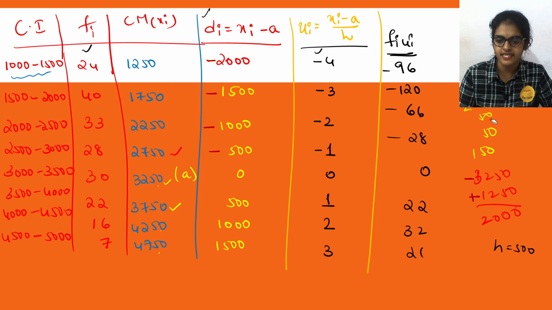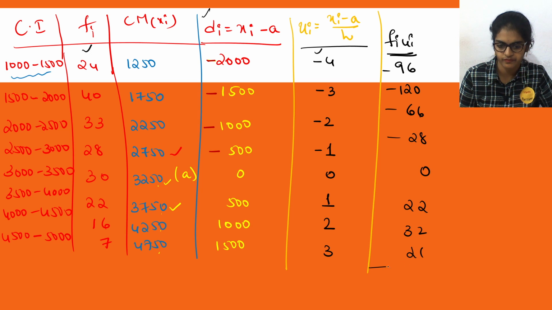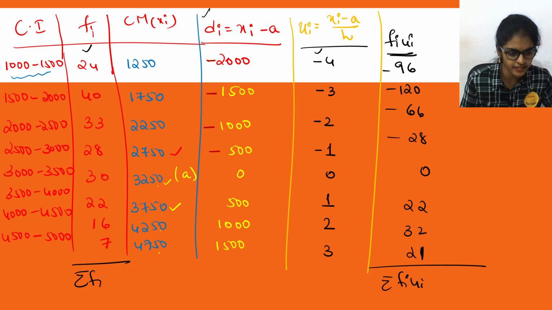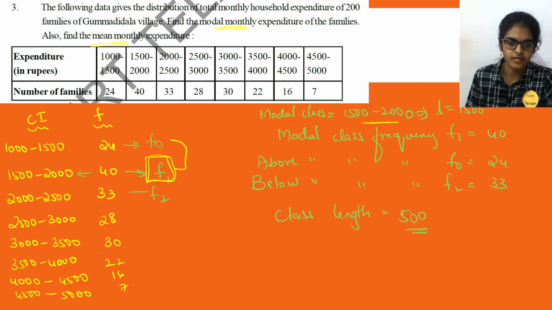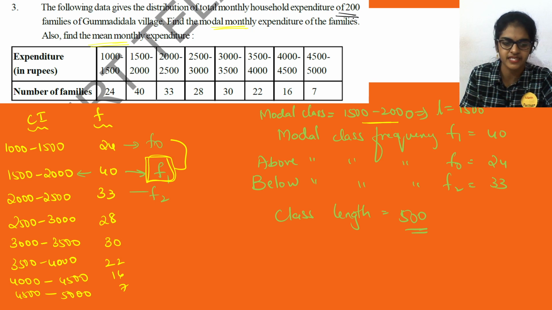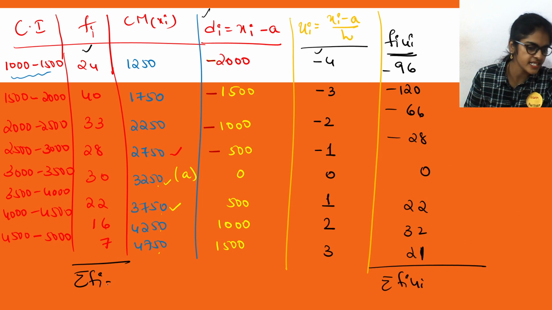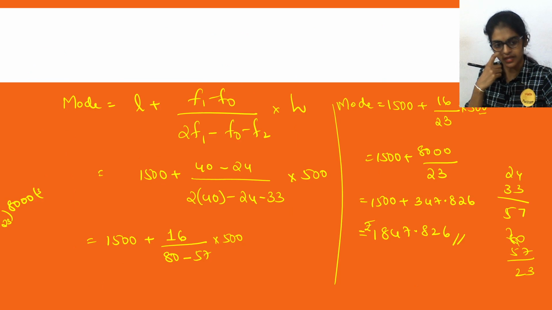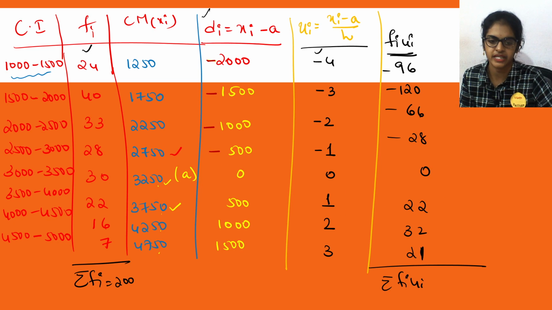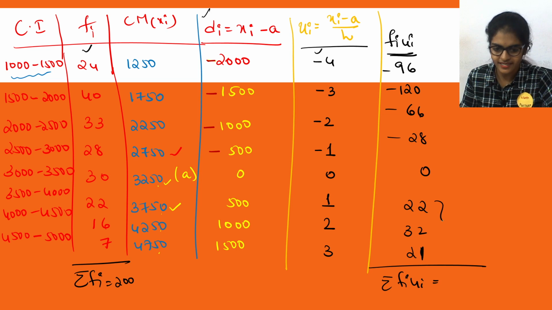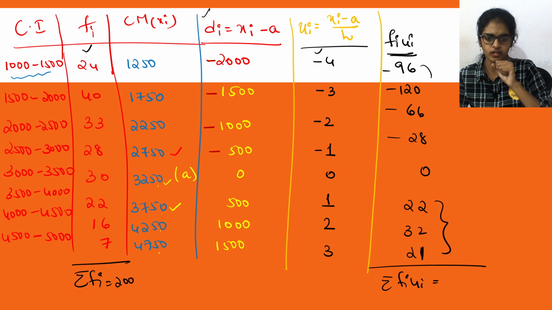Now what is the final step? You will have to add all of this, simply adding the products fi ui. Add all the values. So I want sigma fi ui, and what is sigma fi? Is it given in the question? Just check. Yes, sigma fi is given in the question, 200 families, so I'm just taking it as 200 families. We have found the mode of it, and now we are finding the mean. Now for sigma fi ui, just take all the positive values together and all the negative values together.